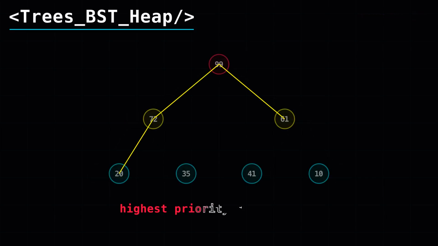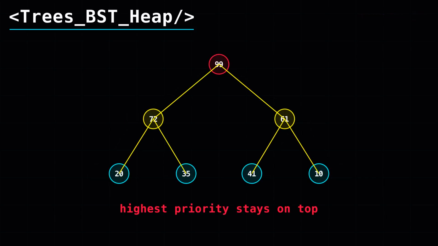A heap is also tree-based, but the goal is different. A heap always keeps the highest priority item at the top. In a max heap, the largest value rises to the root. In a min heap, the smallest value rises to the root. That is why heaps power priority queues, schedulers, and shortest path algorithms.